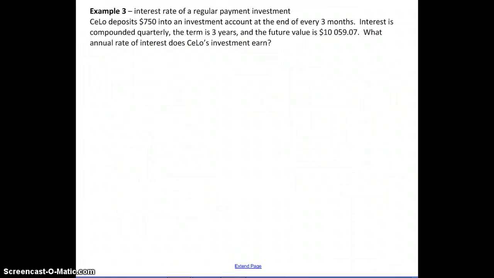So example 3, this one we're only going to set up the question. We're not actually going to solve for it, and I'll show you why in a minute. CeeLo deposits $750 into an investment account at the end of every 3 months. So every 3 months, what compounding period is that? Quarterly. Okay. Interest is compounded quarterly, and the term is 3 years. The future value is $10,059.07. What is the annual rate of interest? So R is what we're looking for.